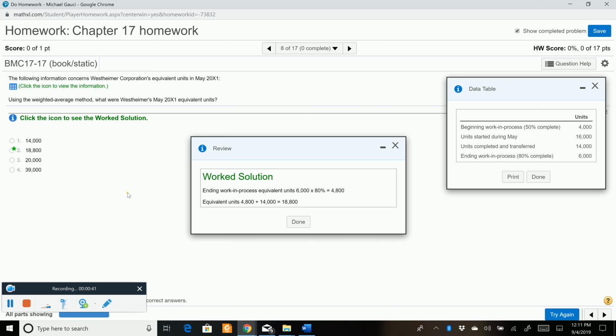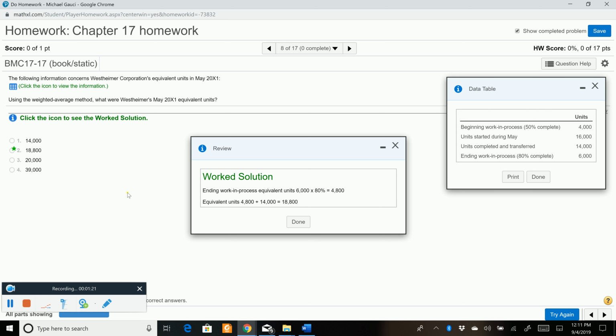Okay, this first homework exercise is actually pretty simple. We are using the weighted average method to try to figure out this company's equivalent units. And so what was given to us? We know beginning work in process, which is 50% complete, has 4,000 units. We started an additional 16,000 units during the month, and we completed and transferred 14,000 units to finished goods. And we have 6,000 units in ending work in process. They're somewhere on the assembly line at the end of the month. We didn't quite finish them, and there are 6,000 units there.